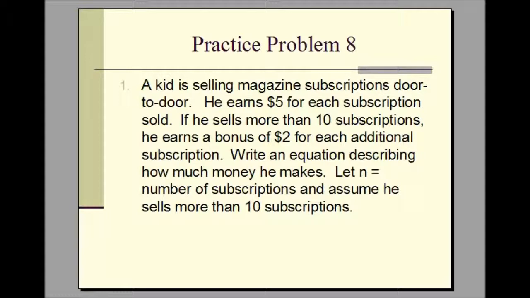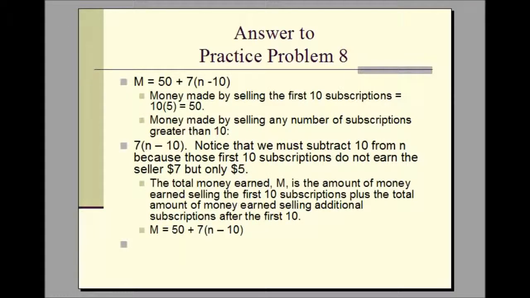Practice problem 8. A kid is selling magazine subscriptions door to door. He earns $5 for each subscription sold. If he sells more than 10 subscriptions, he earns a bonus of $2 for each additional subscription. Write an equation describing how much money he makes. Let n equal the number of subscriptions and assume he sells more than 10 subscriptions. The answer to practice problem 8 is 50 plus 7 times (n minus 10).